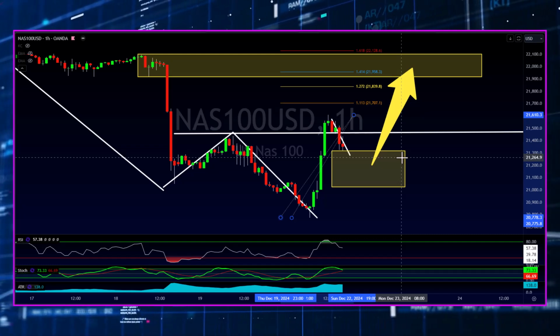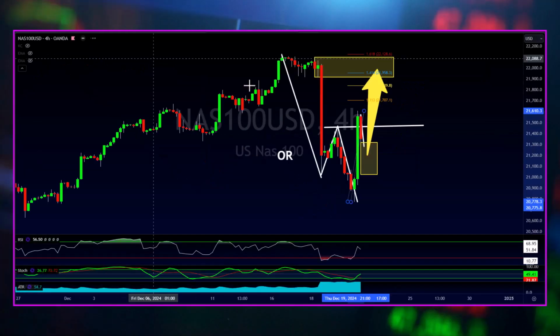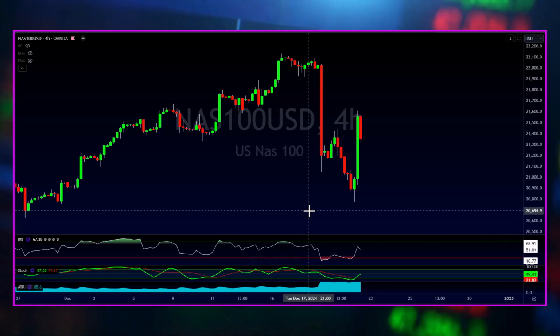Now, let's go to the more complicated version, right? So most of the same stuff is going to come in handy. We're just going to add one more thing to that. So we know that on the daily time frame, this is just a pullback.